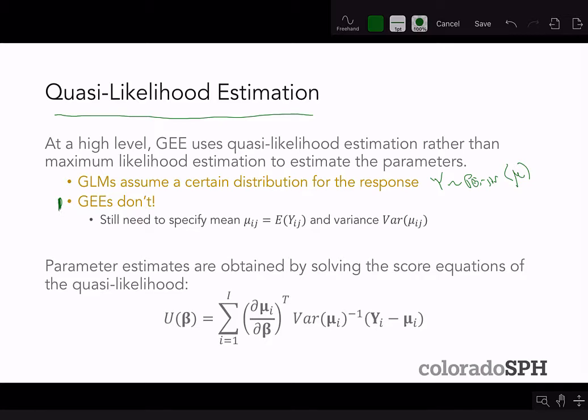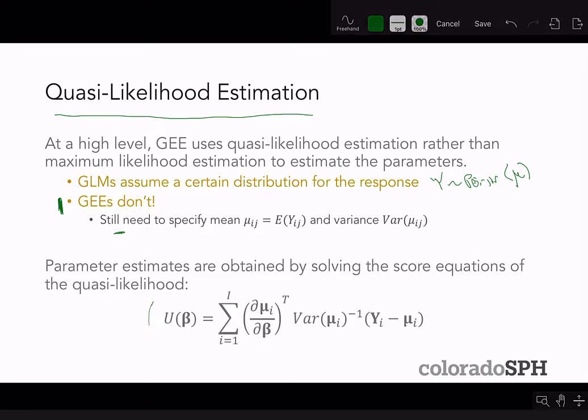But because we're not explicitly assuming a certain distribution for our data, we don't have a true likelihood for our data. Instead, what we'll have is a quasi-likelihood, which is defined by the mean and variance that we specify. And because we have a quasi-likelihood, we can't use a true maximum likelihood estimation to estimate the parameters. Instead, we have to use quasi-likelihood estimation. And the way that quasi-likelihood estimation works at a high level is that parameter estimates are obtained by solving the score equations of the quasi-likelihood.